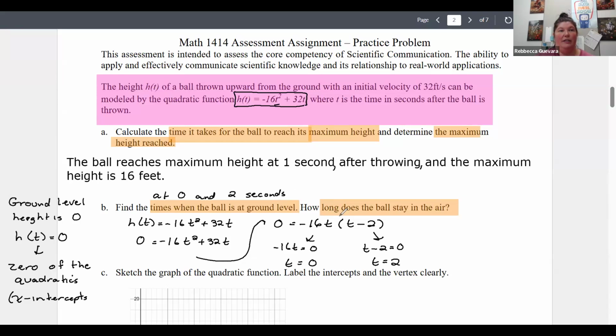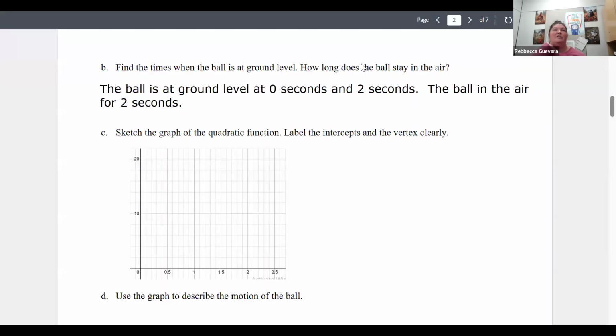So how long was the ball in the air? Well, I threw it up at 0 seconds and it came back down at 2 seconds, so 2 seconds. So we can just say that the ball is at ground level at 0 seconds and 2 seconds. The ball is in the air for 2 seconds. So part C, we want to sketch the graph of the quadratic function and label the intercepts and vertex.